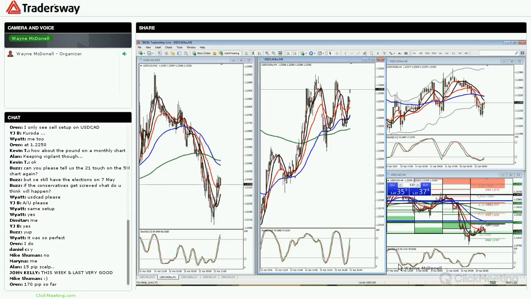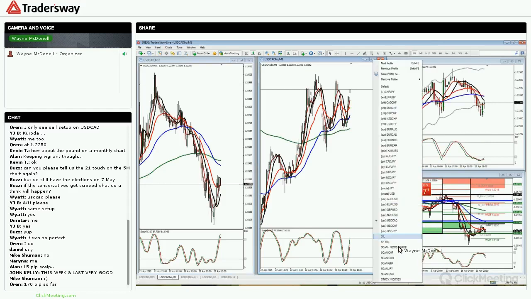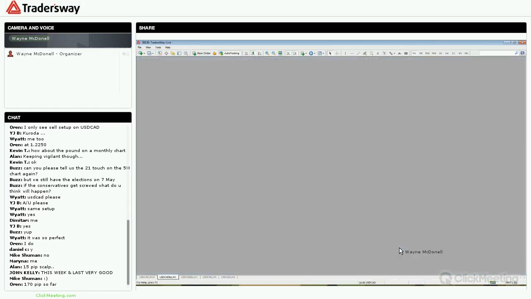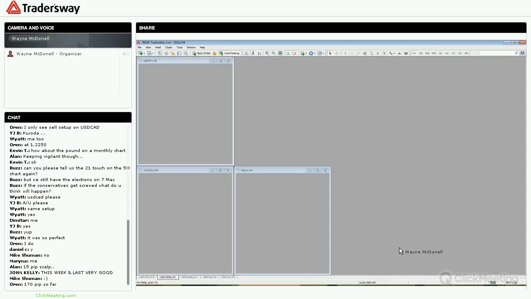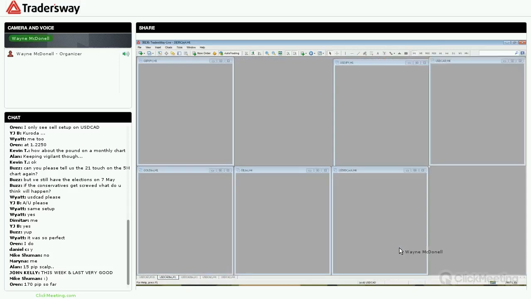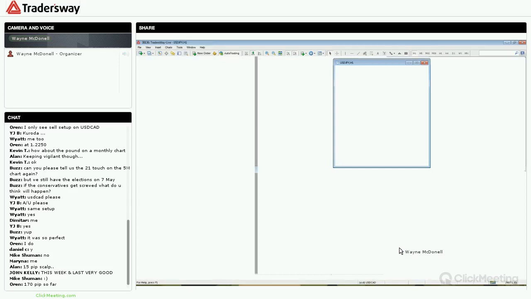This isn't the kitty cat that I wanted to show, so it must be over here. Oren's got 170. Right on. It's good, Oren.